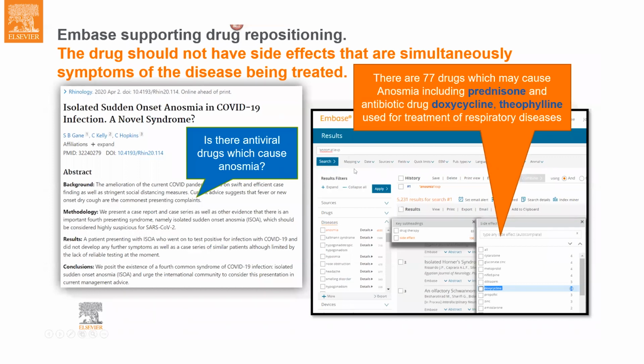First of all, you search anosmia. After that, you go to the disease filter, choose anosmia, choose side effect, and assess the drugs. By the way, prednisone is also there. So prednisone often causes anosmia, so I assume that it's not the best drug, or at least it should be used with a lot of attention if it would be used to prevent COVID-19.